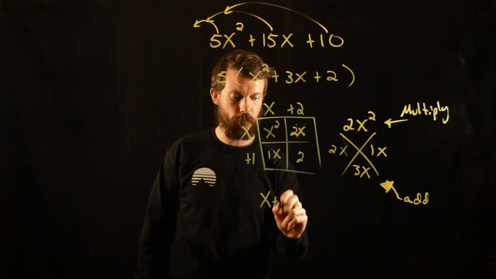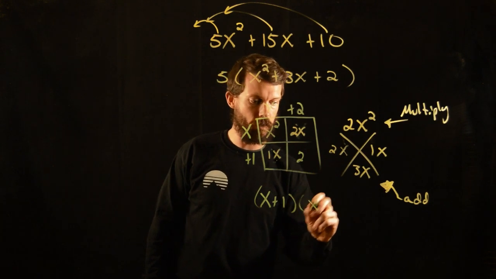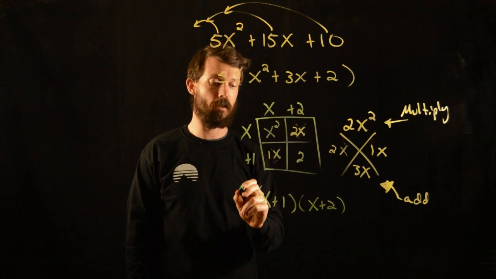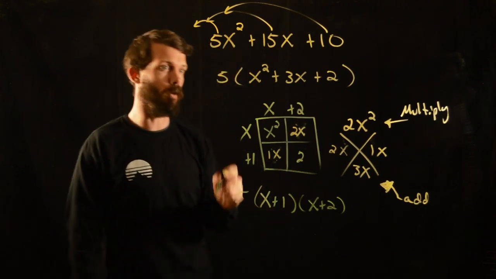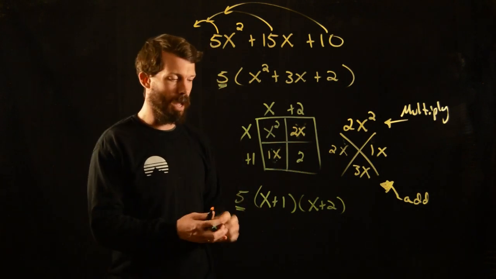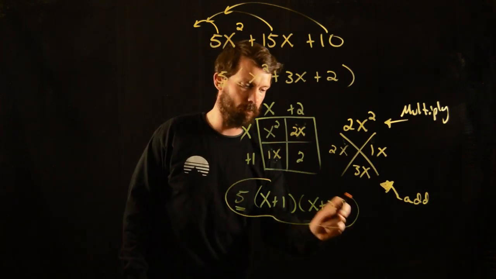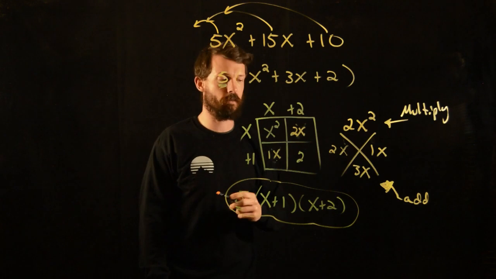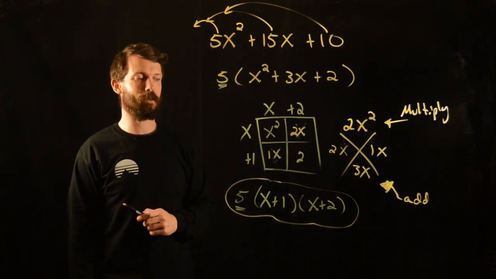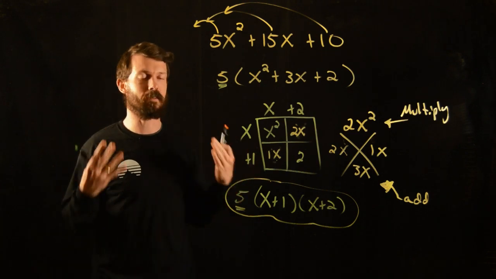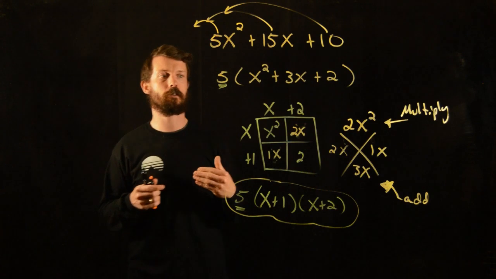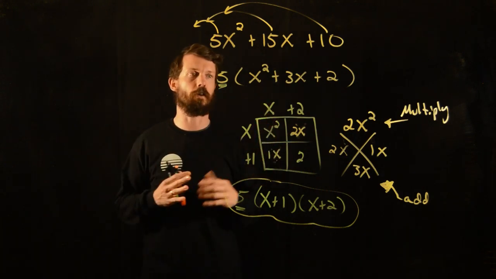So the factored form of our original 5x squared plus 15x plus 10 would be this. Don't forget that you factored that 5 out previously, so that would stay there. So our factored form of this whole standard form trinomial would be 5 times the quantity x plus 1 times the quantity x plus 2. That's it. So remember, the steps stay the same. If you guys can remember this, this will go very smoothly.